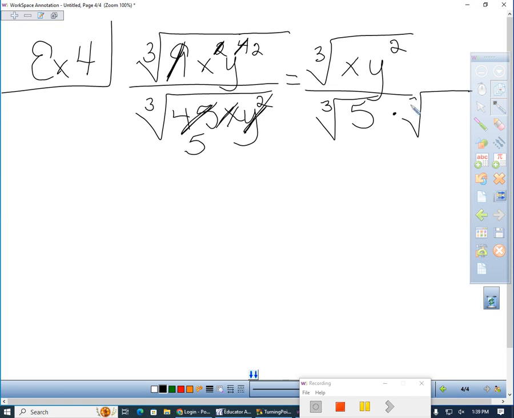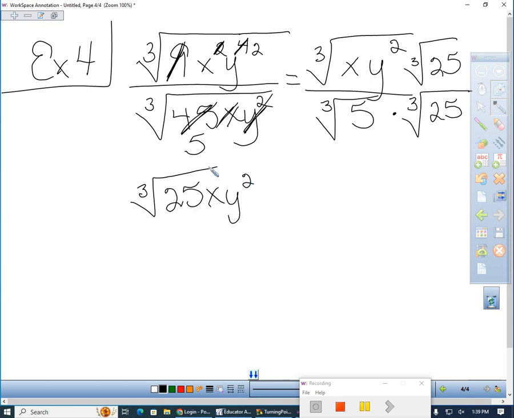So I'm going to multiply by the cube root of what? Well, if I did 5, I only have 2 5s. I need a total of 5 to the second, or 25. Whatever I do to the bottom, I have to do to the top. So on the top, I have the cube root of 25 xy squared over, what do I have on the bottom? Just 5. Exactly.